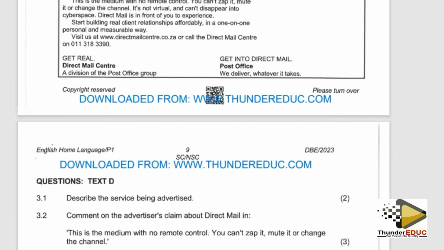Comment on the advertiser's claim about direct mailing. This is the medium with no remote control. You can't zap it, mute it or change the channel.